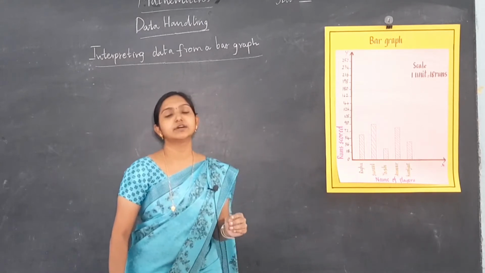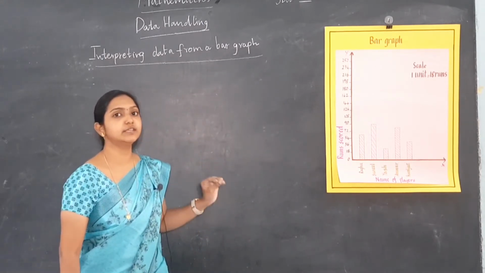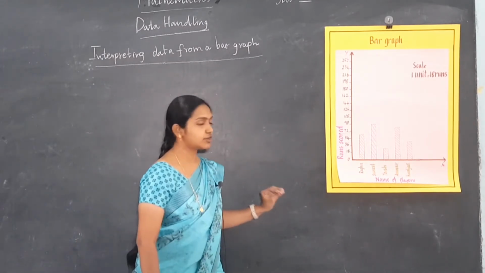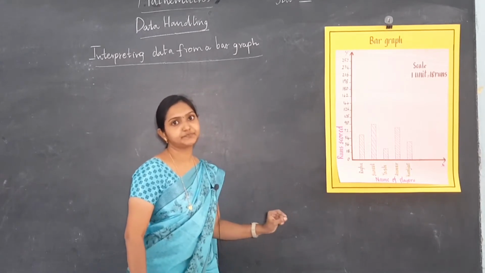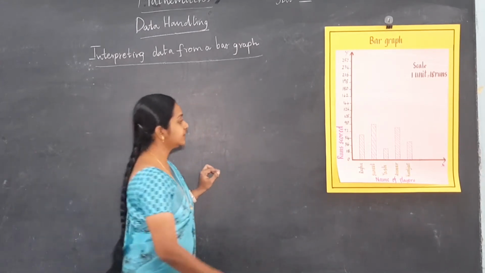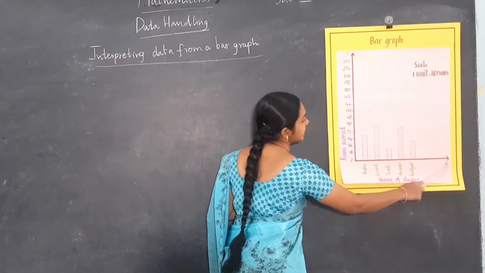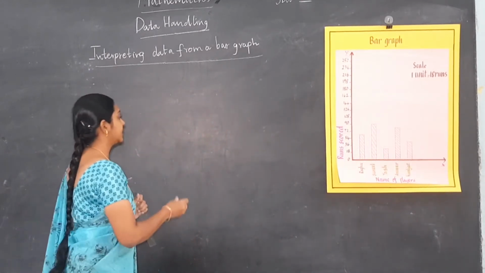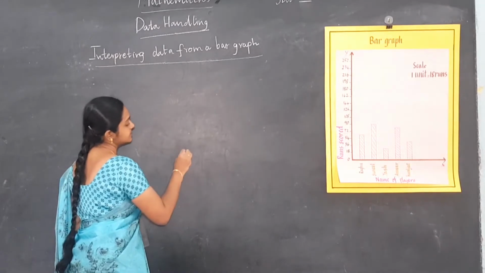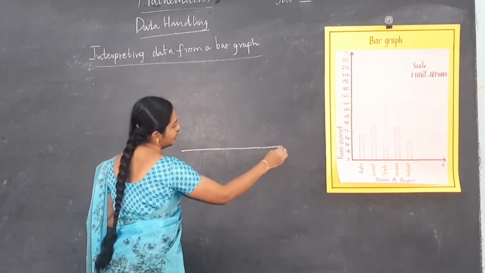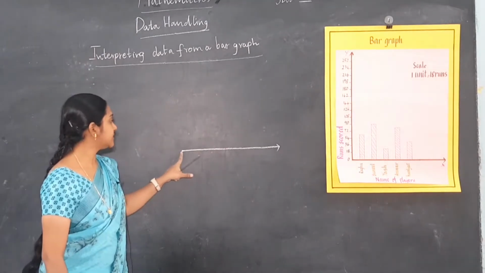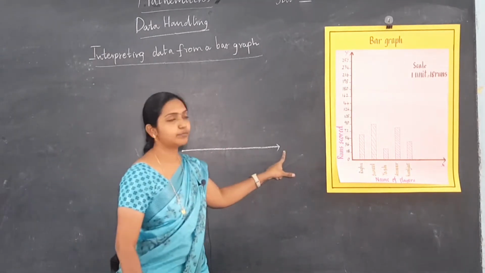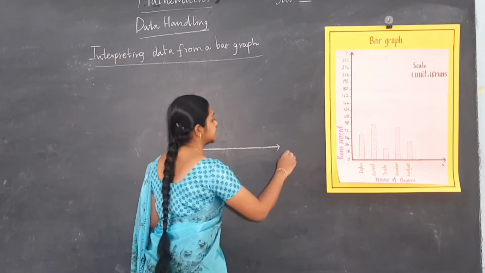Next we are going to learn how to draw the graph. To draw the graph, the first step is we have to draw a ray and mark it as the x-axis. A ray means it has a starting point and no end point. This is called a ray, and mark it as x.